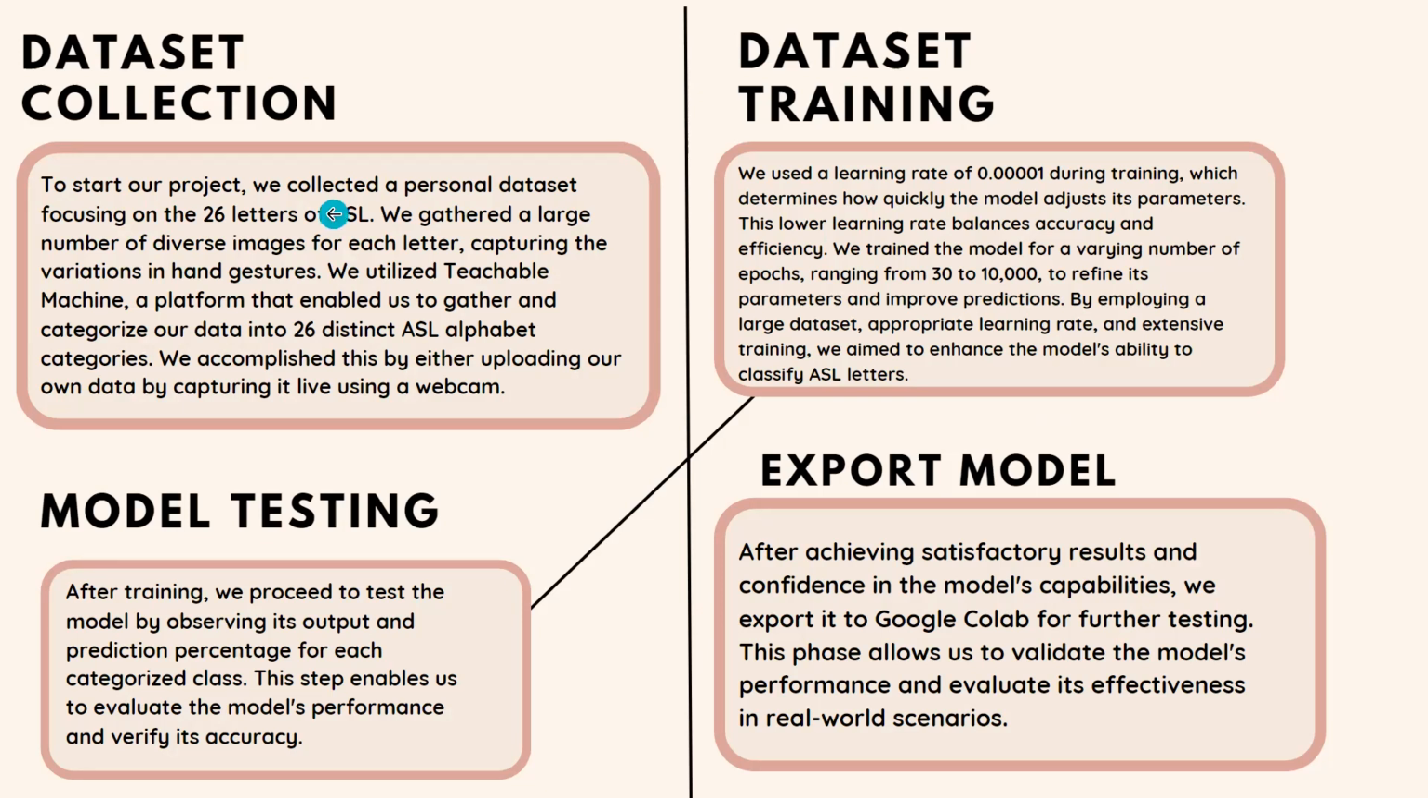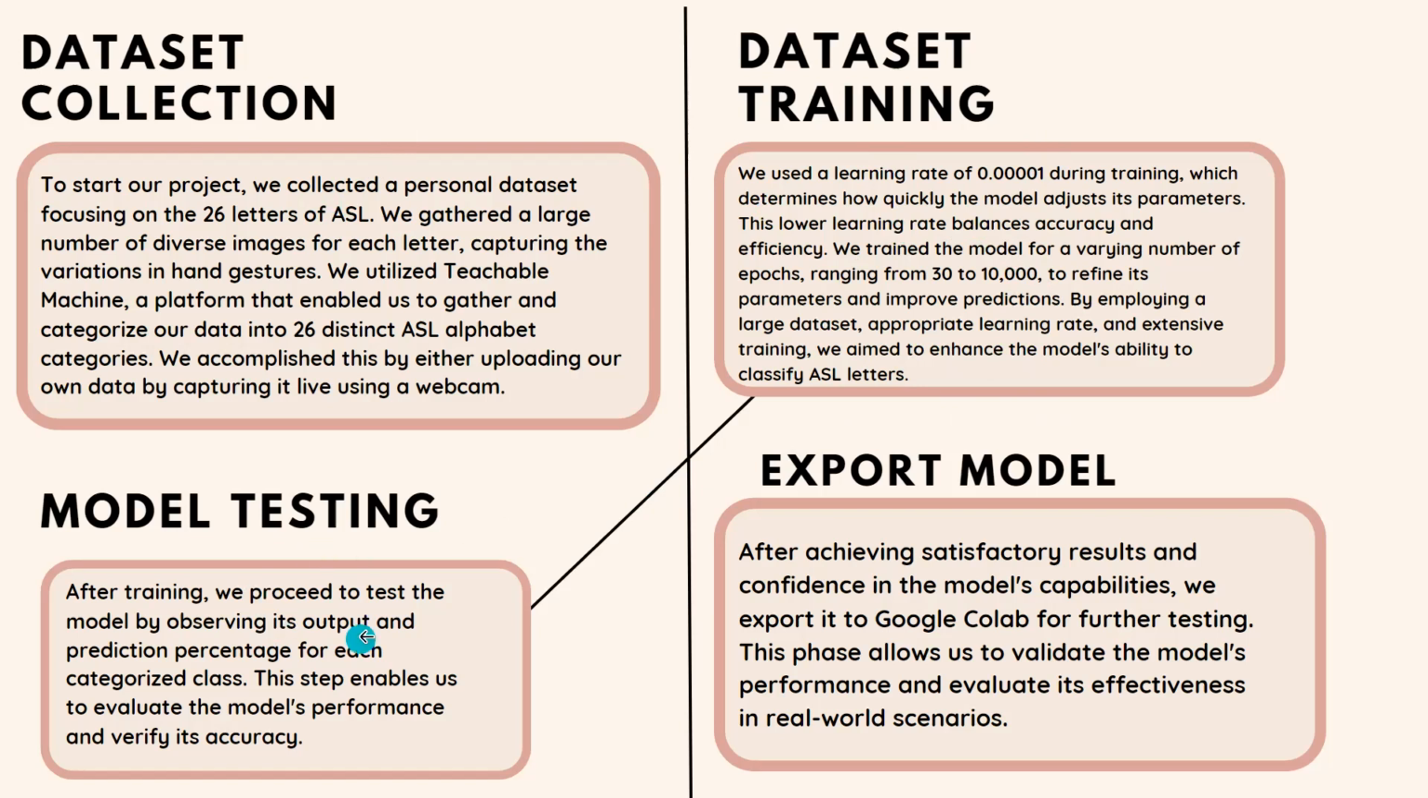All right, so during the training process, we employed a learning rate of 0.001, which governs the speed at which the model adapts its parameters. This lower learning rate strikes a balance between accuracy and efficiency. To refine the model's performance, we trained it for different numbers of epochs. So this iterative training allowed the model to fine-tune its parameters and enhance its prediction capabilities. By leveraging a large data set, selecting an appropriate learning rate, and conducting extensive training, our goal was to improve the model's proficiency in classifying ASL letters, which is what we did in the dataset training.